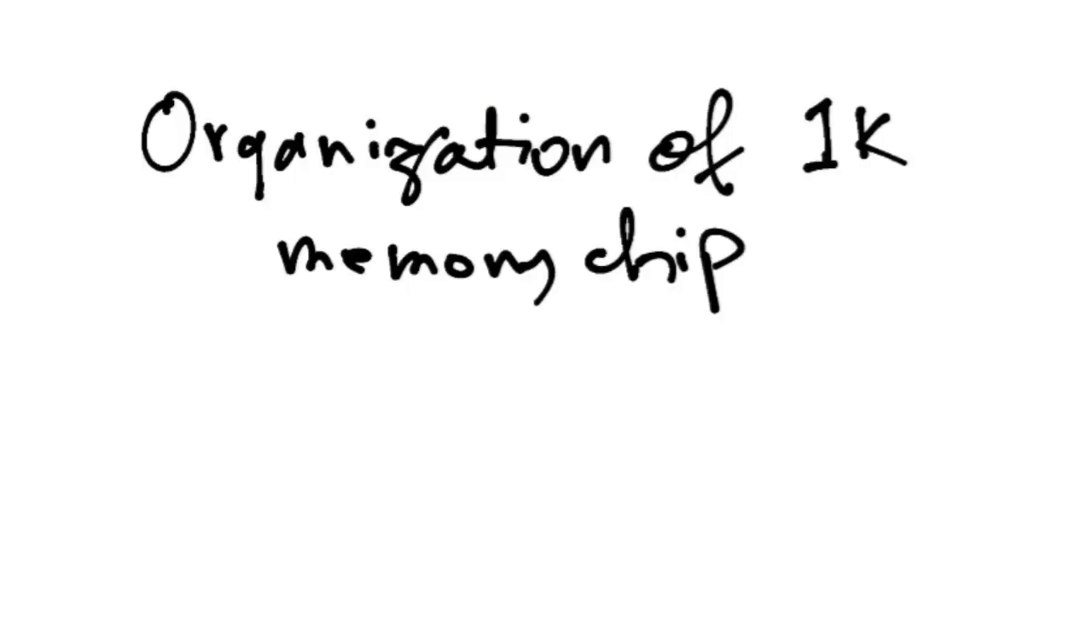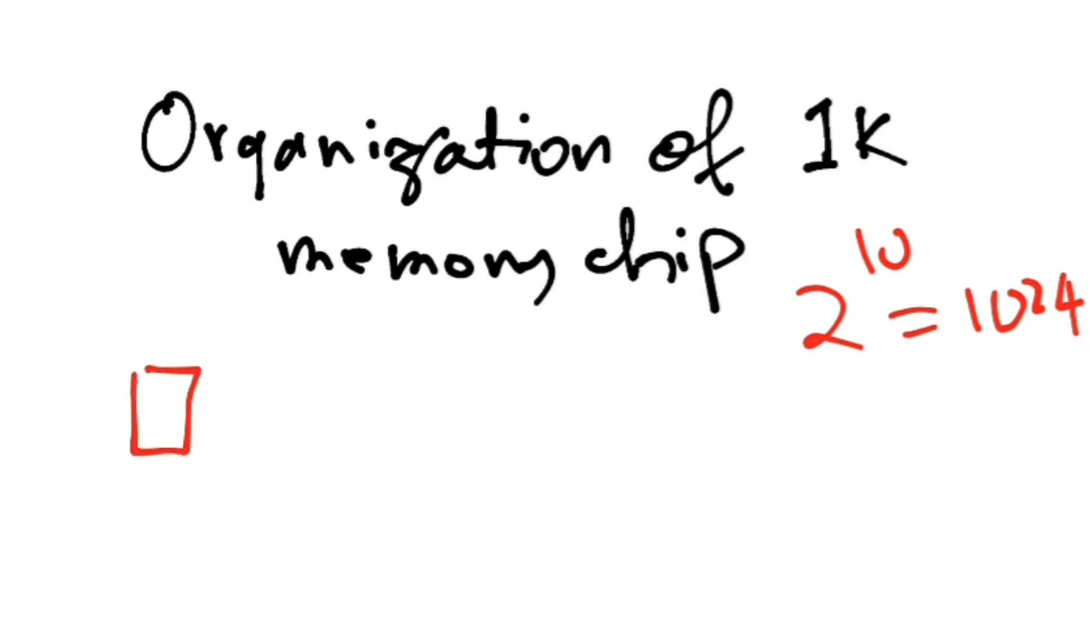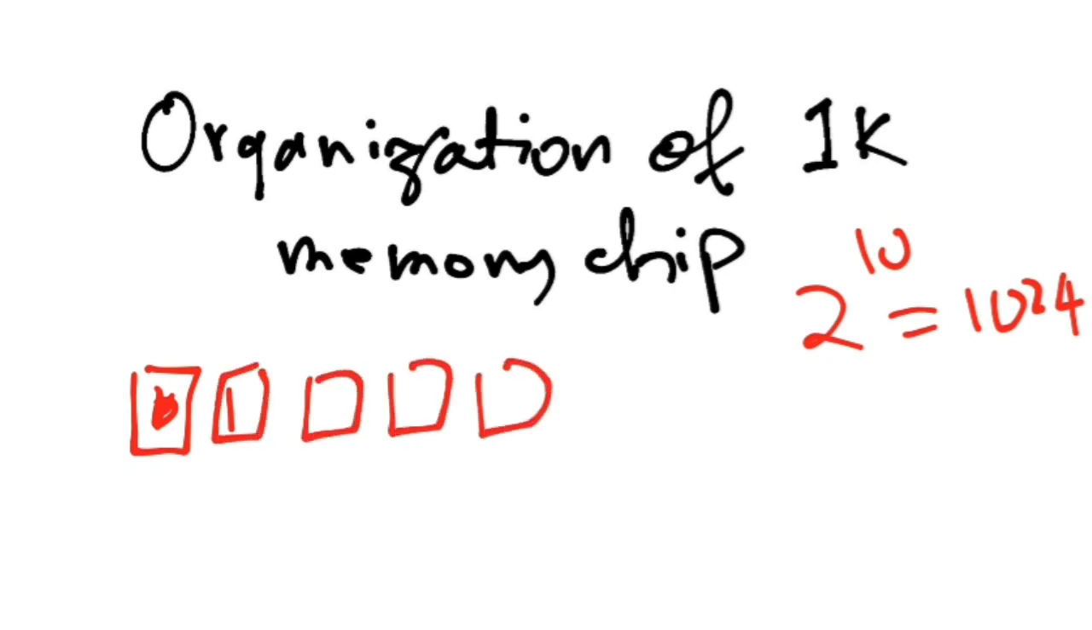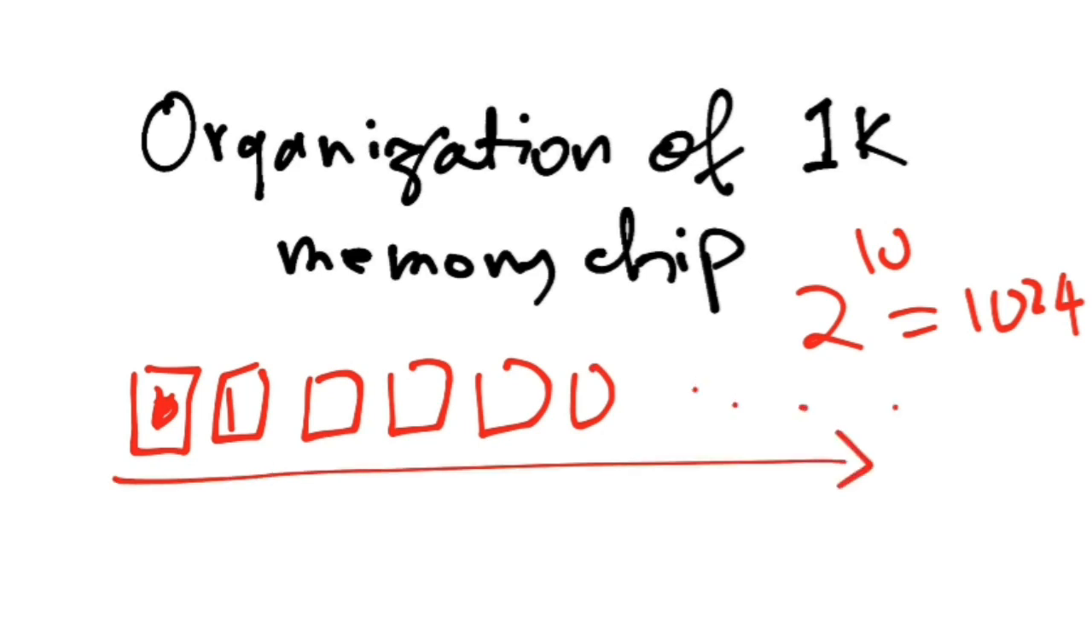The next topic is organization of a 1K memory chip. 1K means 2 raised to 10, that is 1024. Now if I have to store 1024 memory cells, where one cell is nothing but a box which can have either 0 or 1 value, and I store the 1024 cells in a single row, it will be a very long thing, right?